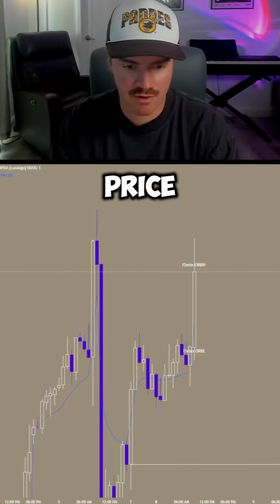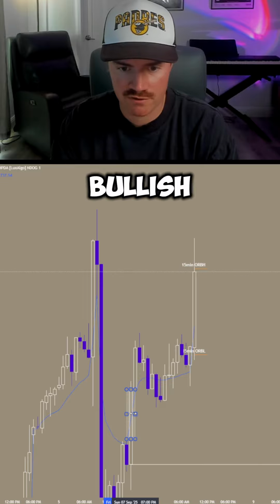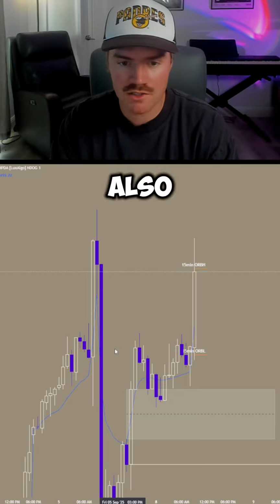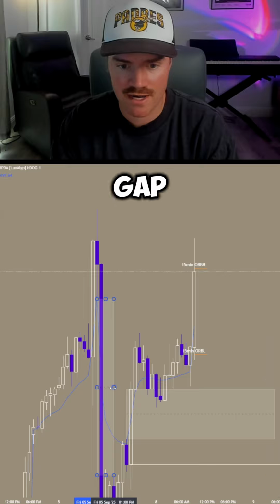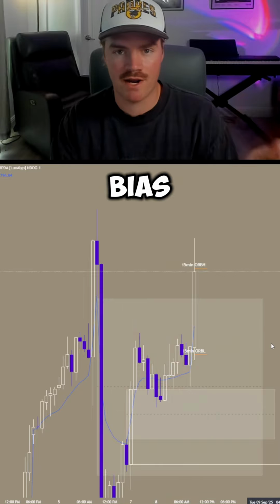So right here I notice that price has traded out of an hourly bullish fair value gap down here, and we also got an inversion of an hourly bearish fair value gap up here. So that just confirms my bullish bias for the day.